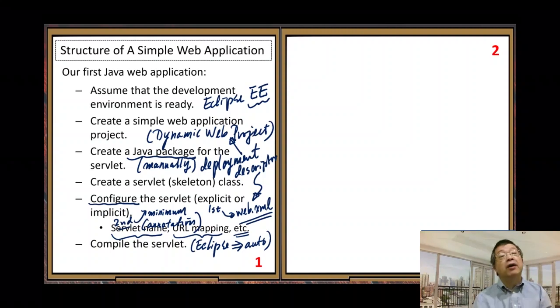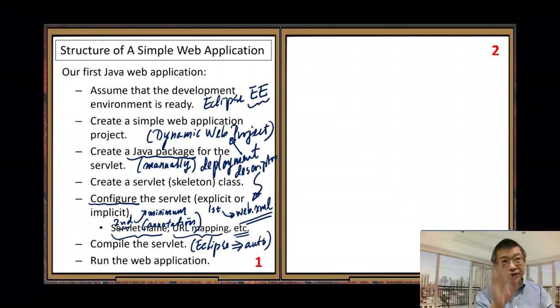But if you have any compile error, Eclipse will mark some error cross red sign to let you know you need to fix it. All right. Then the last step, run the web application. You know how to run it.